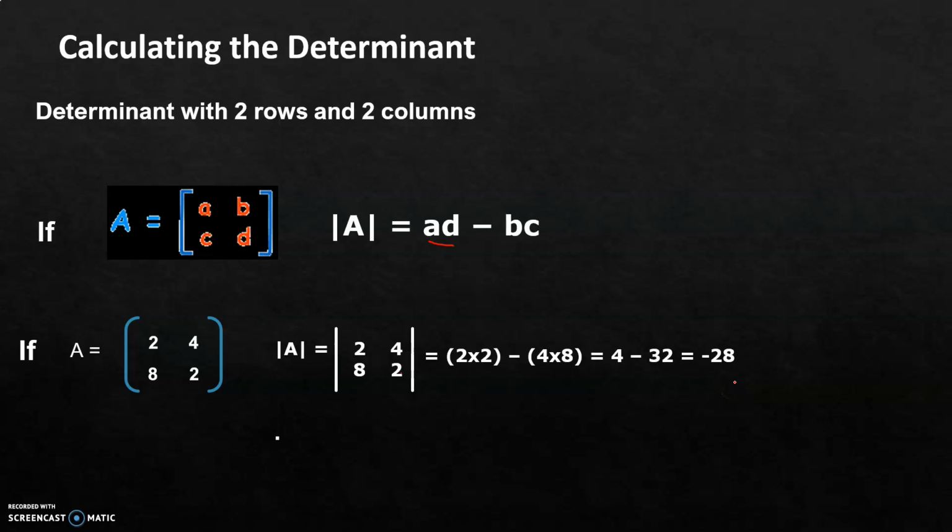So this is the way to calculate the determinant value of a matrix of order 2 by 2, two rows and two columns.